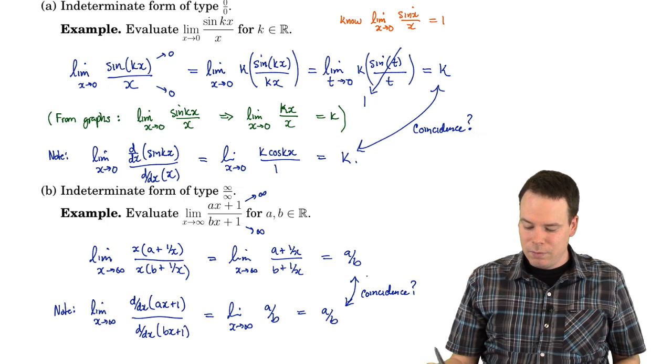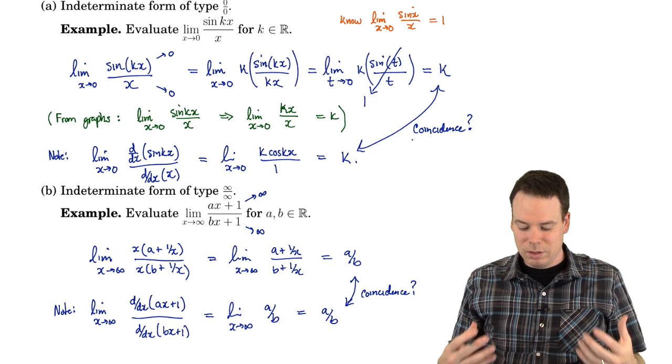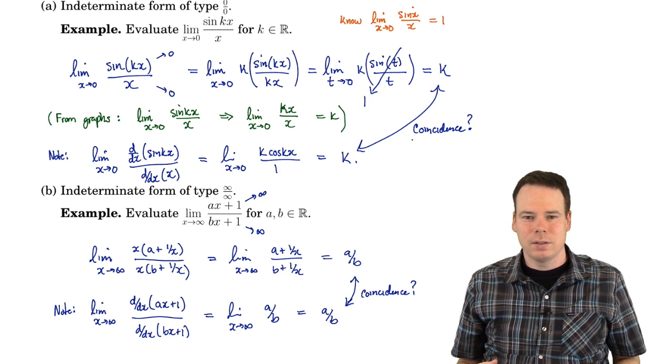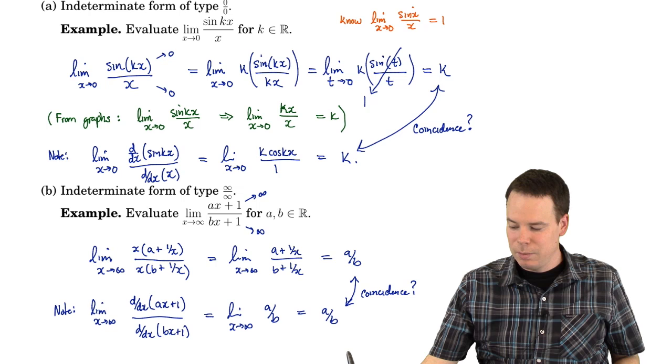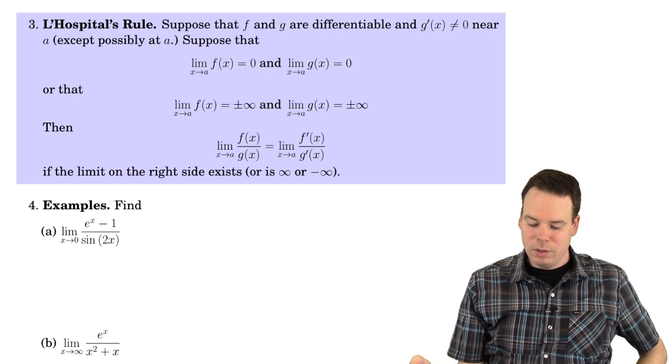Okay, so both of these I've framed in the sense that maybe these are coincidences, but at least through our discussions we're inclined to believe that they're probably not. It has something to do with how fast these functions are going to 0 or infinity. That is, it's related to their derivatives. This leads naturally into a statement of a theorem known as L'Hopital's rule. So what does L'Hopital's rule say?